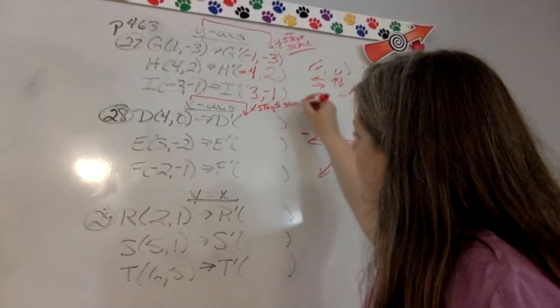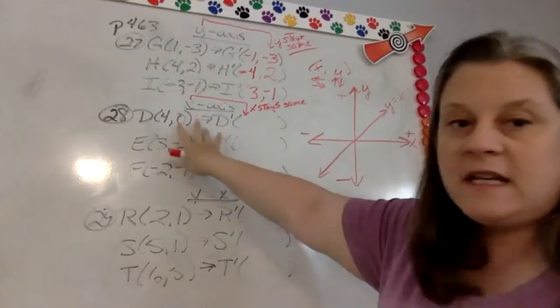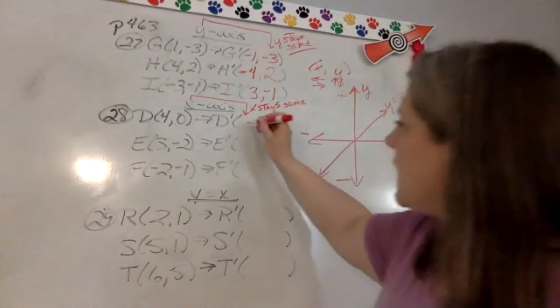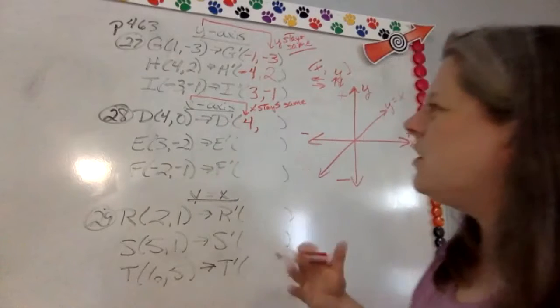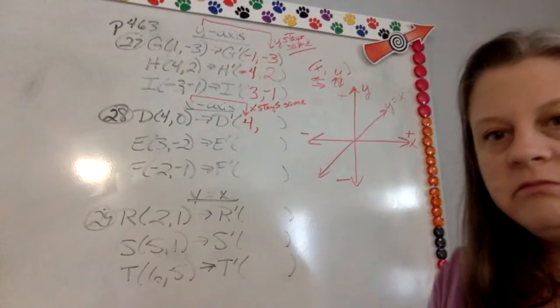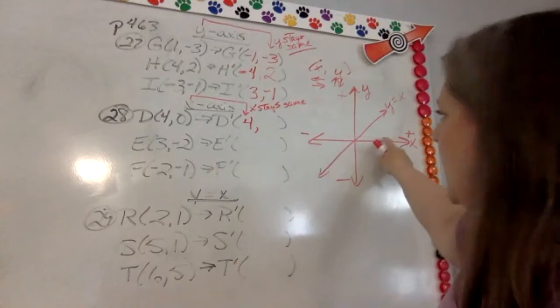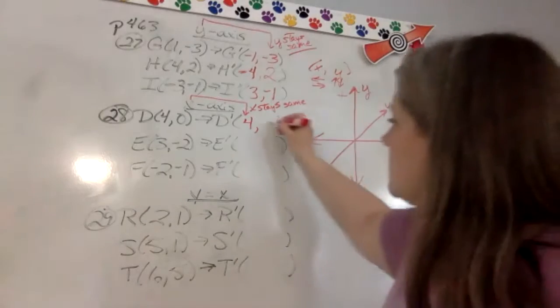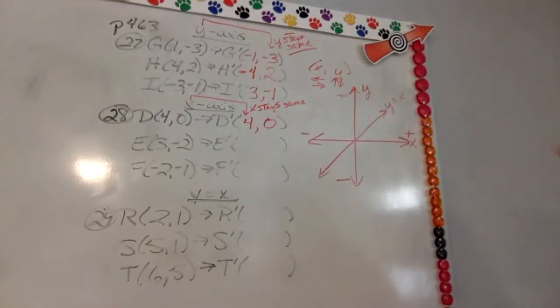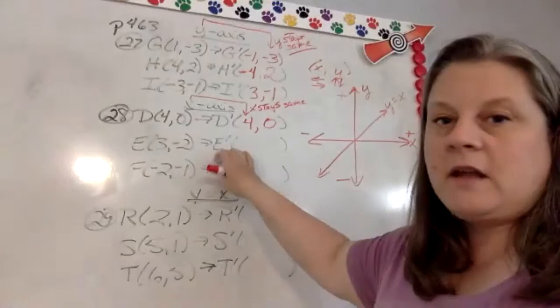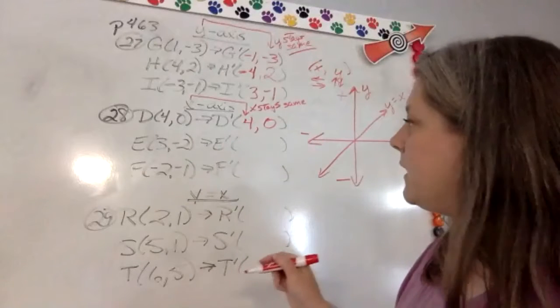So for these points, when I go to do D, D was at 4, 0. So my new D will be at 4, and then you can't say -0. I mean, 0 is still just 0. It's going to be right here on the line. Okay, so it's still going to be the same one because it's actually on the x-axis. It doesn't change. Now, what about point E, though? For my point E, what am I going to end up with?